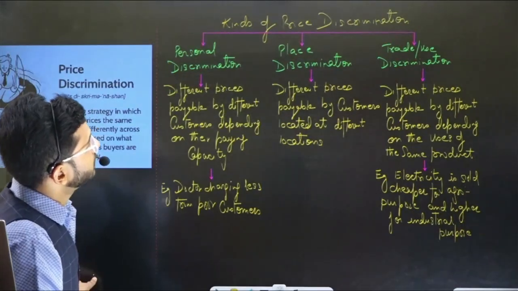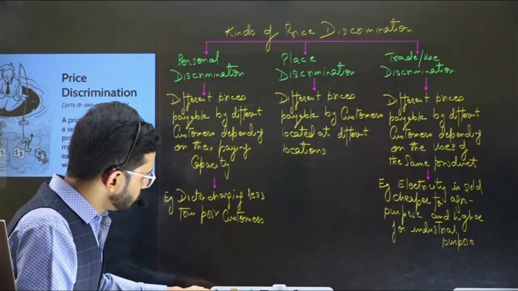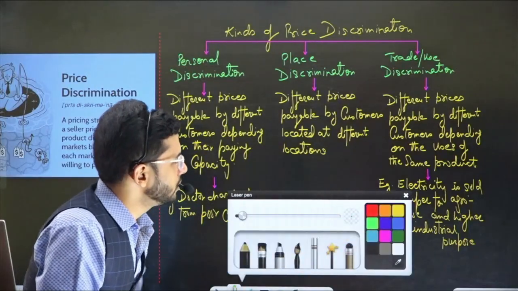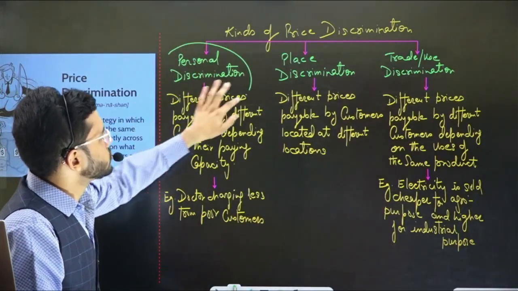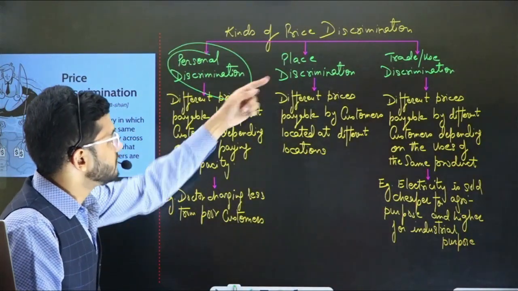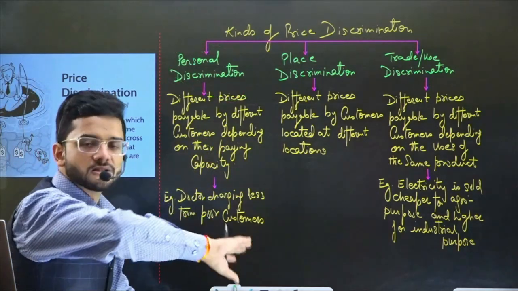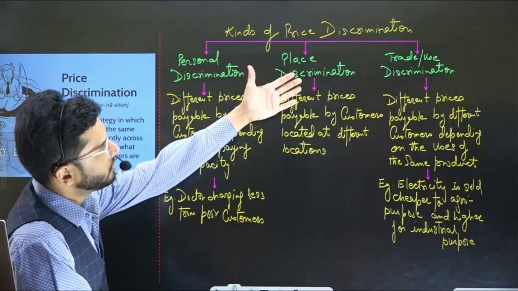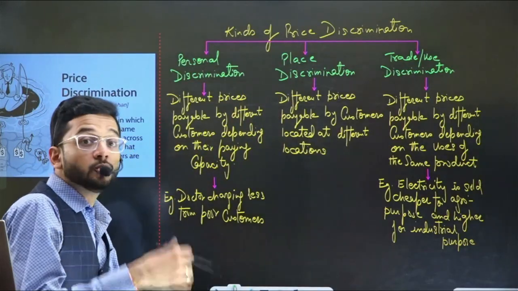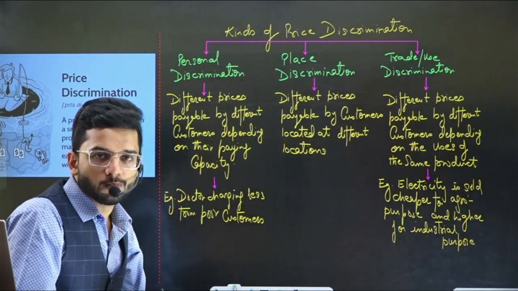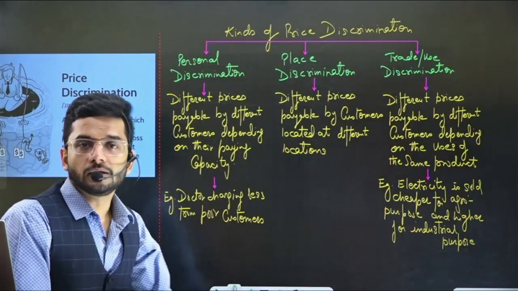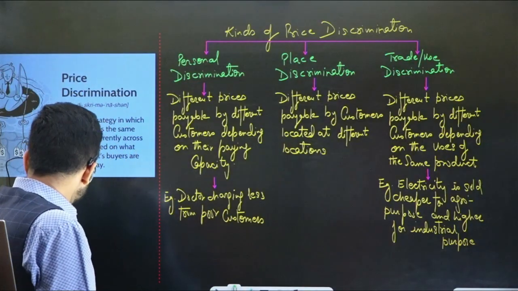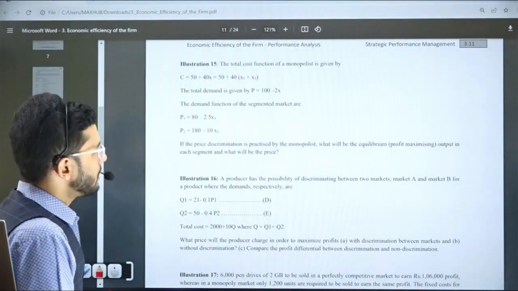Price discrimination may be done in the form of personal discrimination, like you charge lesser from poor people, you charge more from richer people. So personal discrimination is there. Then place related discrimination is there. Different markets, different geographical locations have different prices of their products. Then third is trade or use discrimination. So what use are you putting the final output to? That also determines the price which you have to pay for that particular product. So price discrimination is a very common thing which happens in the market.